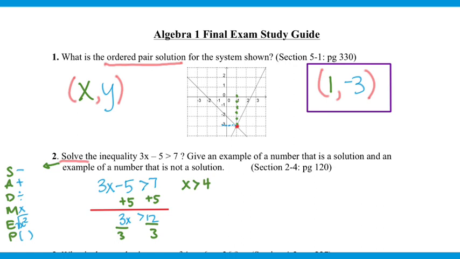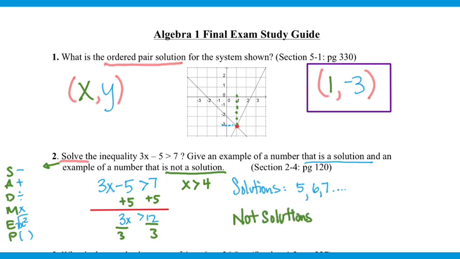The question here is, what are some solutions and what are some non-solutions? So solutions would be anything greater than 4, starting with 5 and 6 and so forth. Non-solutions would be things that aren't greater than 4. So of course that would be 4, because 4 is not greater than 4, and 3 and 2 and 1, and so forth.